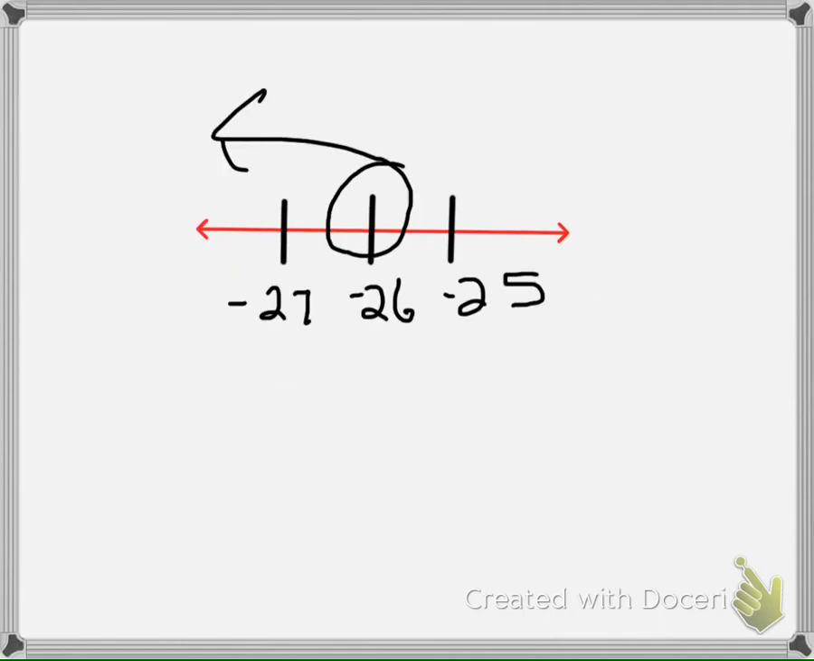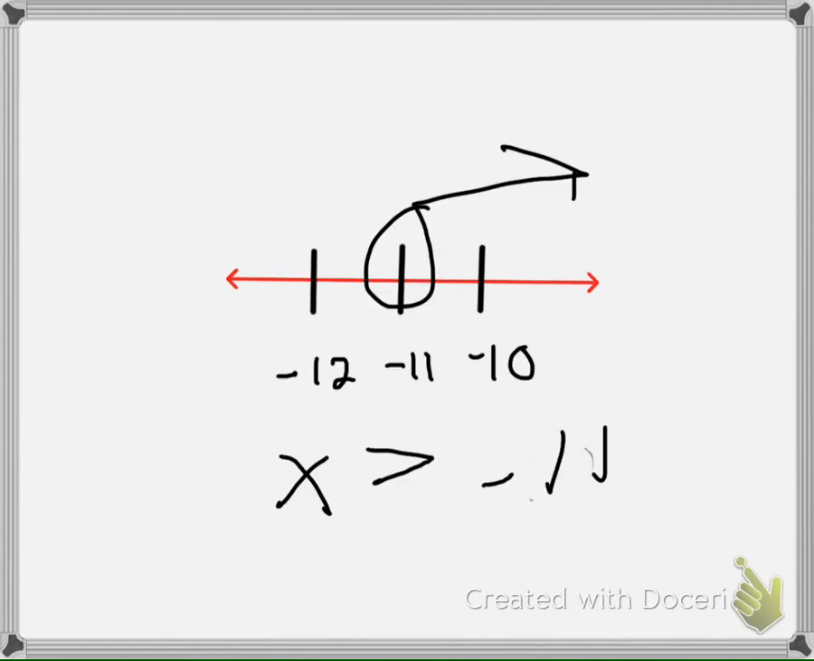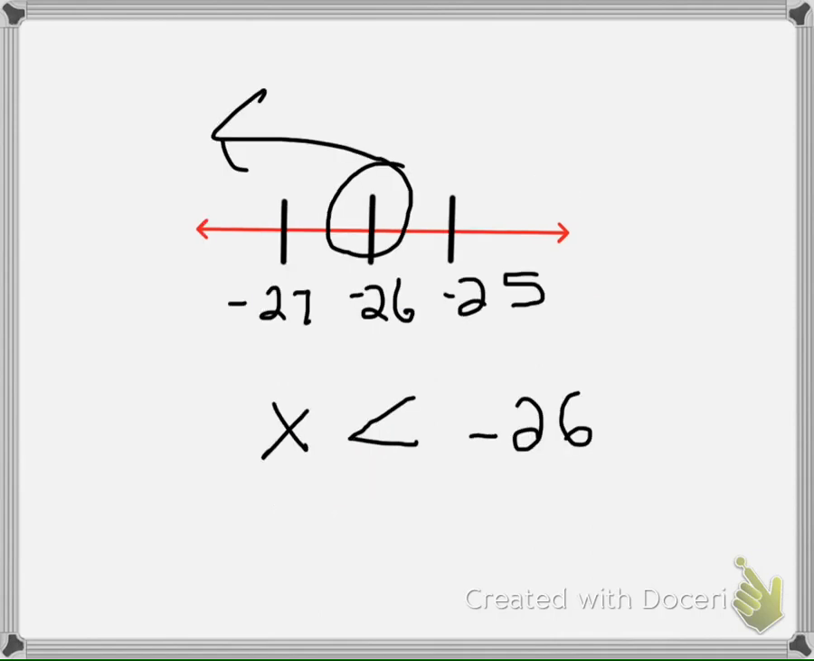Okay, here we go. Negative 27, negative 26, negative 25. And look where your arrow is. You've got it facing here to the left. So x and negative 26. And it's facing to the left, so it must be less than negative 26. Okay, so x is less than negative 26. Over here, x is greater than negative 11. Okay, that's all for tonight. Make sure everything I copied down, you have copied down as well.